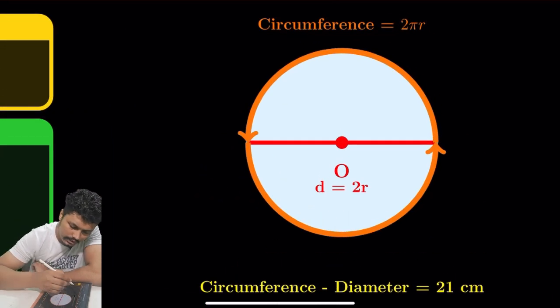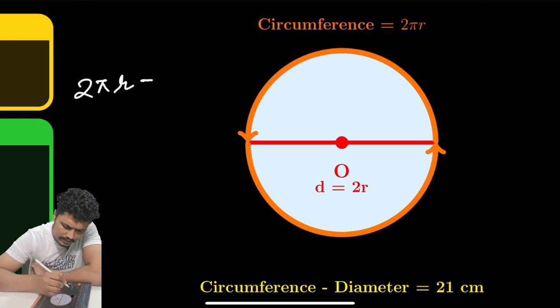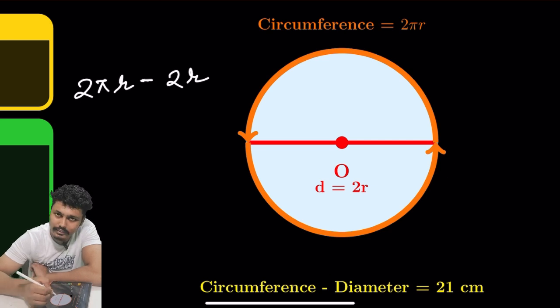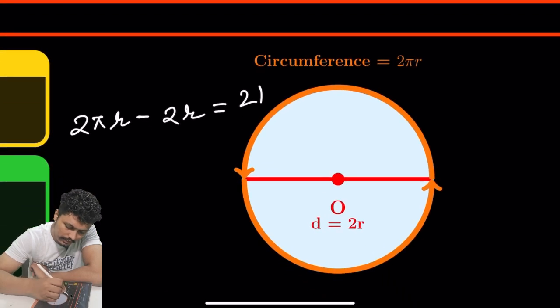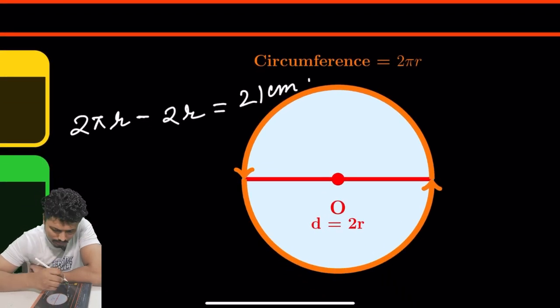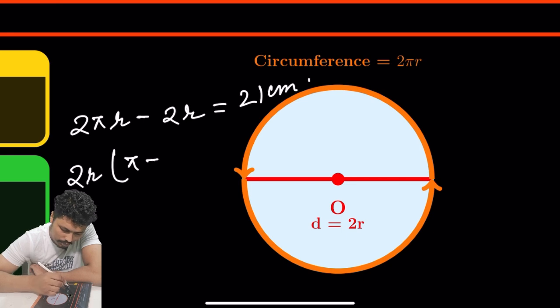Let's say circumference. What is circumference? Circumference is 2 pi r, minus diameter. Diameter will be 2r, double the radius, which is equal to 21 centimeter. This is given. So 2 pi r minus 2r. You are taking 2r common.